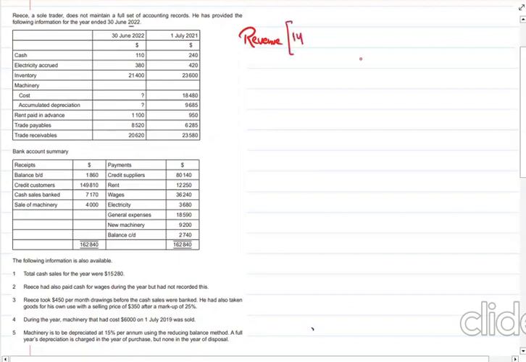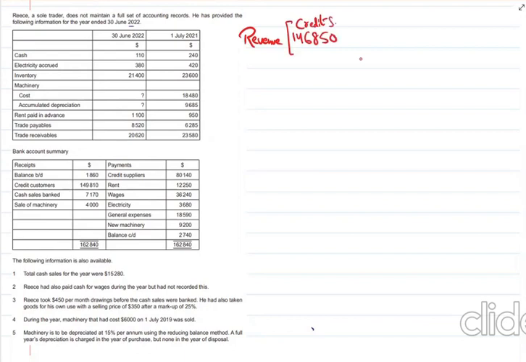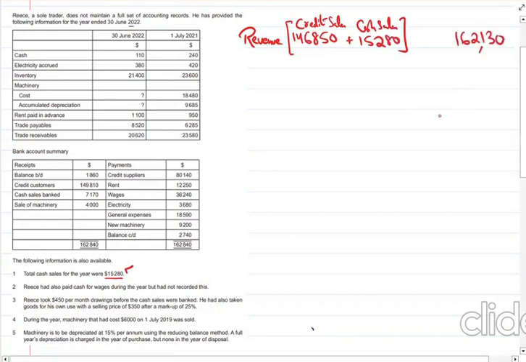146850, credit sales, plus cash sales 14,850. Revenue means cash and credit sales both. You are right, the cash sales is given here, so 15280 needs to be added. So what is my total sales? 162130. Correct or wrong? Yes.